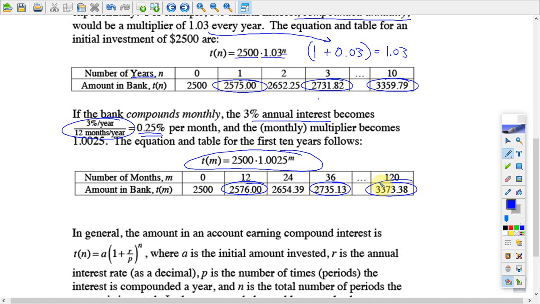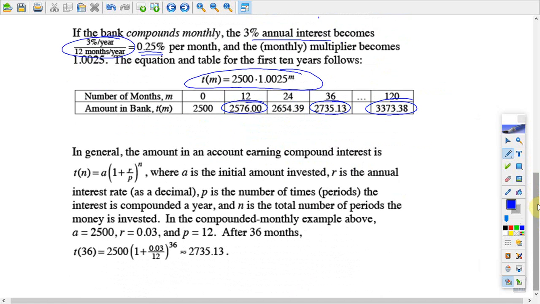So in general, the amount in an account earning compound interest is equal to this equation. T of n equals A times 1 plus R over P raised to the n, where A is your initial amount, R is the interest rate, R stands for rate, that'll be as a decimal percent, P is the number of times the interest is compounded in a year, and n is the total number of periods that the money is invested.